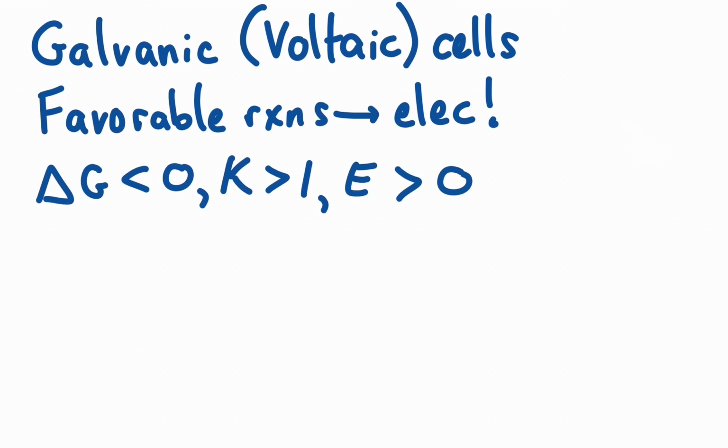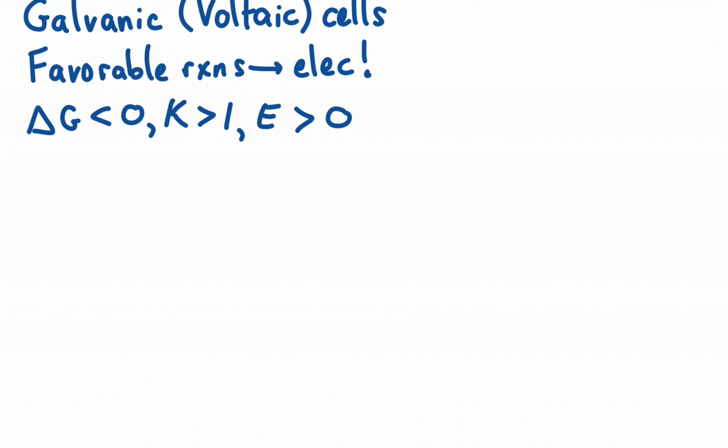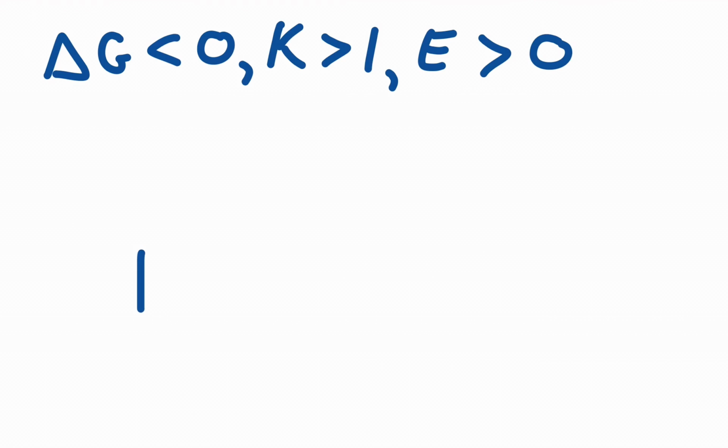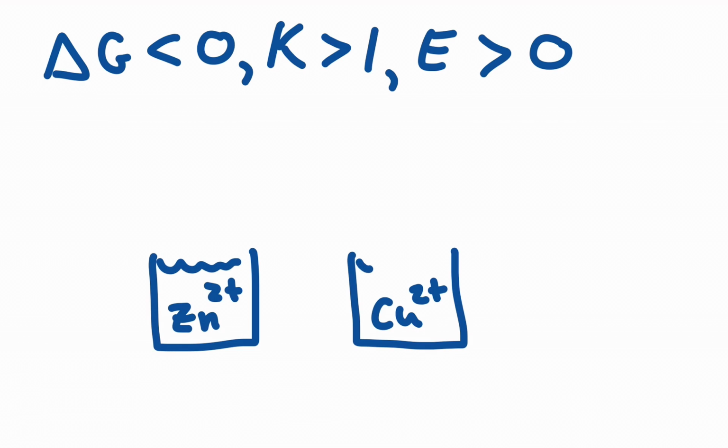So what does a voltaic cell look like? You've seen them many times if you've done any electrochemistry. They're usually drawn as two separate containers, usually of some aqueous ions. We'll just use a really simple one of, let's say, aqueous zinc ion in one cell and copper ion in the other. Those are solutions.